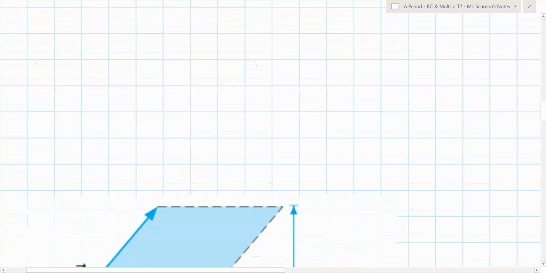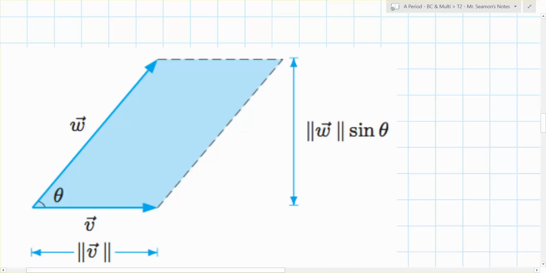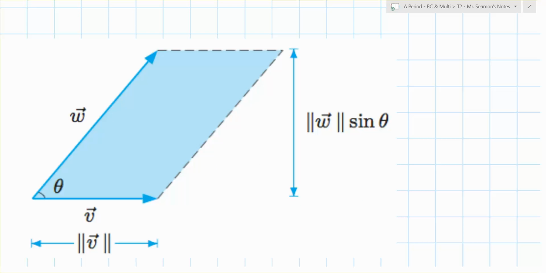Okay, so let's talk about this parallelogram right here. We have two vectors, let's say nicely in one plane: a vector W and a vector V. How do you find the area of a parallelogram in geometry? It's base times height, right? It's actually kind of cool. You can take this top and slide it arbitrarily over, and it gets skinnier and skinnier. What happens to the overall area? It stays the same.